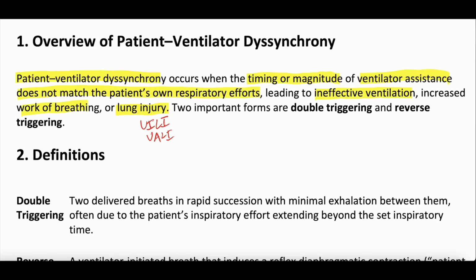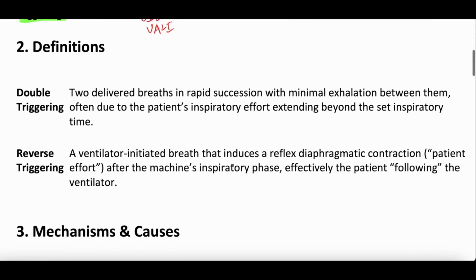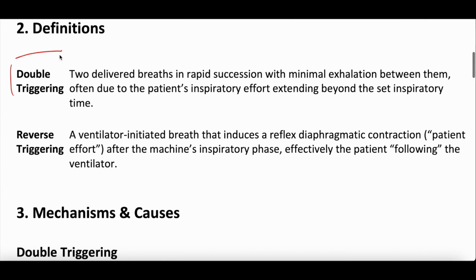Two important types of desynchrony, and the two we're going to be talking about here, are double triggering and reverse triggering. Okay, so start by defining these two things. What is double triggering and what is reverse triggering? Well, double triggering is when there are two delivered breaths in rapid succession with minimal exhalation time between them. The ventilator gives the patient two separate breaths in rapid succession without enough time for the patient to exhale much, which then means they get double the tidal volume.